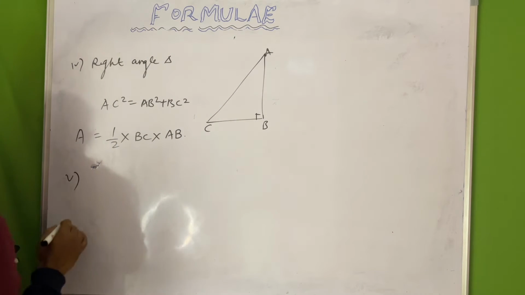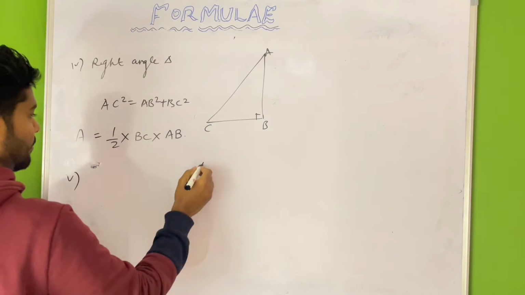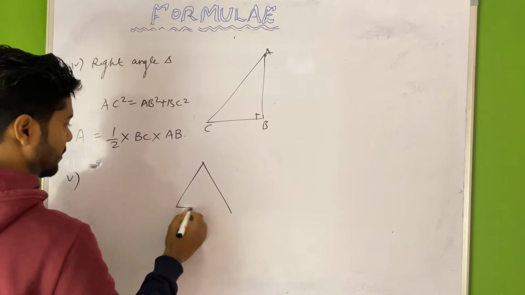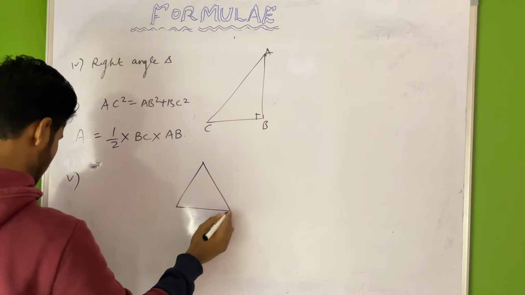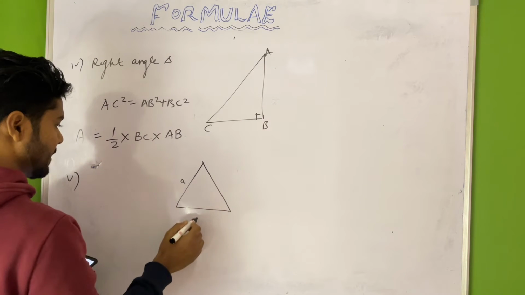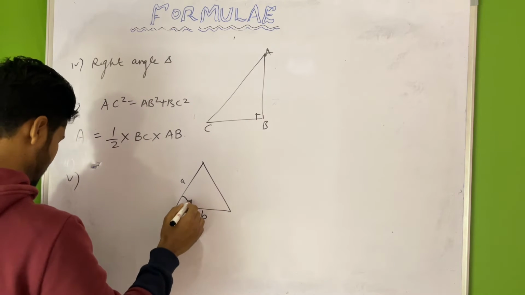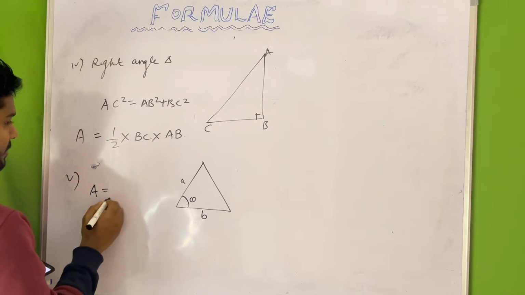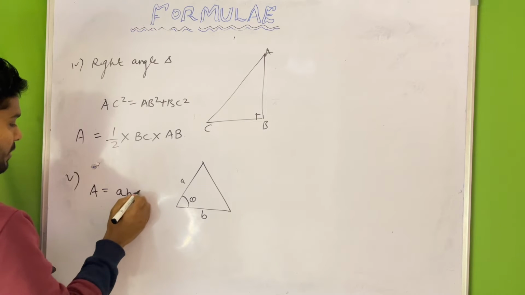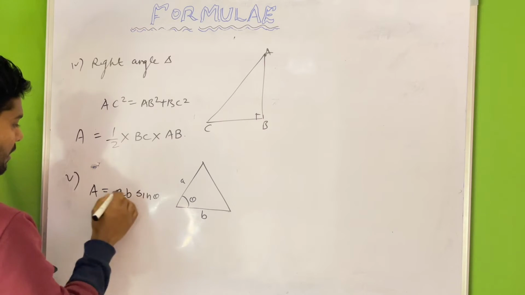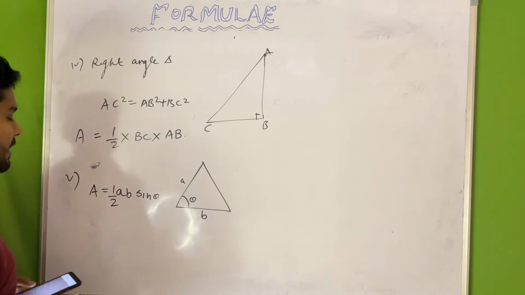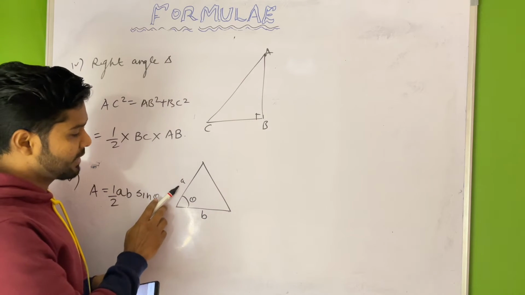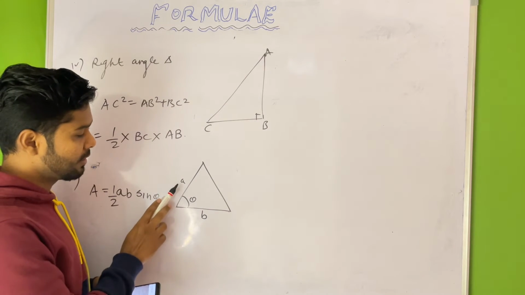Then fifth. Now suppose we have been given a triangle, and in this triangle we know this side and this angle. Let us take theta. Therefore area of this triangle is half of AB sine theta. That is half into sides A, B and the angle in between them.